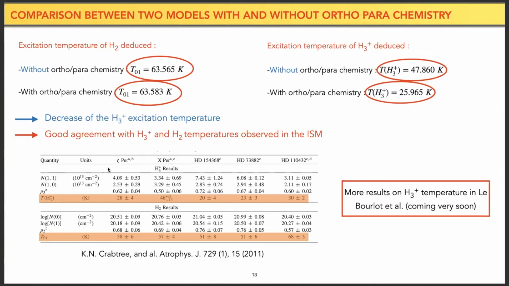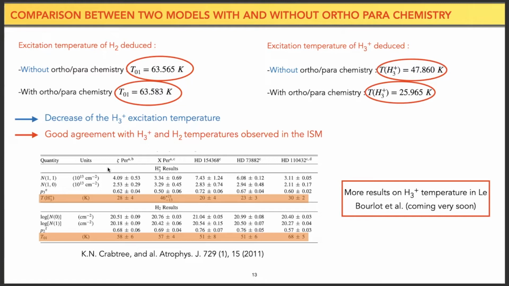For the excitation temperature of H2, we have exactly the same temperature with and without orthopara chemistry. That is normal because we don't have in our model any equation that forms H2 with orthopara chemistry. But when we look at the excitation temperature of H2+ without orthopara chemistry, we have a temperature of 48 Kelvin.